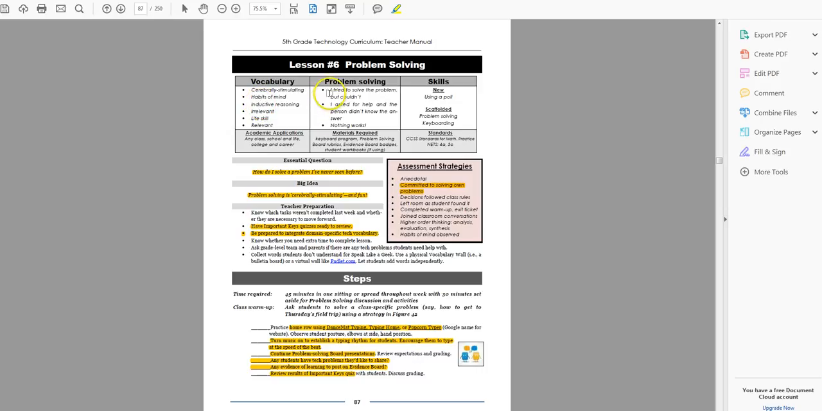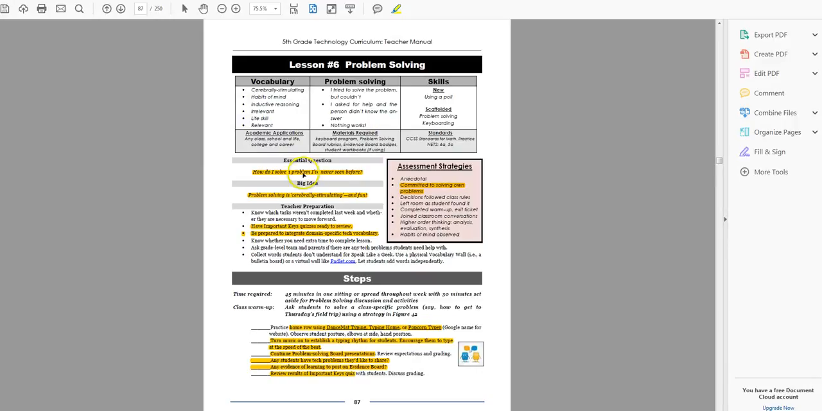I tried to solve a problem but couldn't. I asked for help and the person didn't know the answer. Nothing works. Okay, these are all kind of sad that they're just completely stuck with their problem, which is why you want them to know how to solve them, because these happen all the time. You can't figure something out, no one can help you, and you're stuck. So students shouldn't be. They should have a whole bunch of steps they can take before they declare themselves stuck.